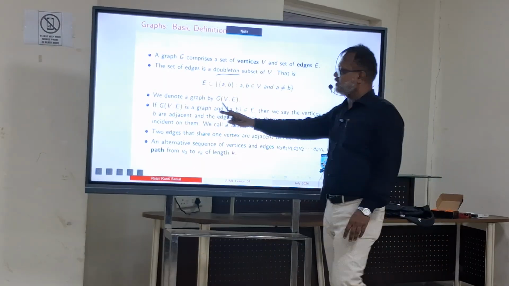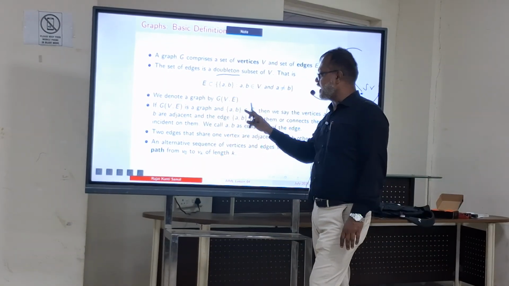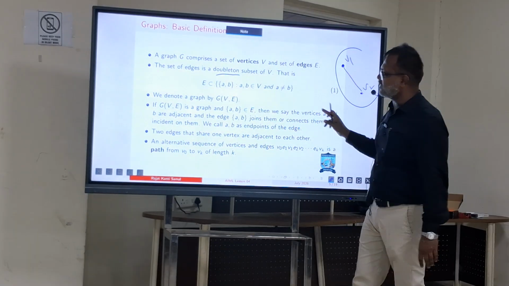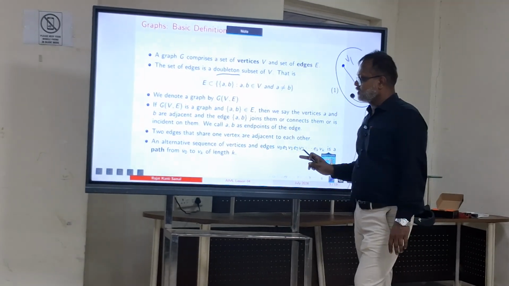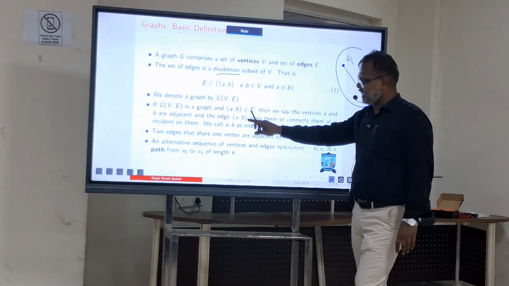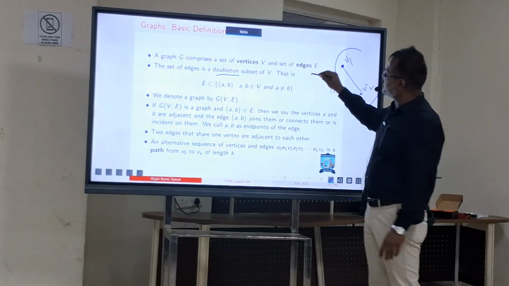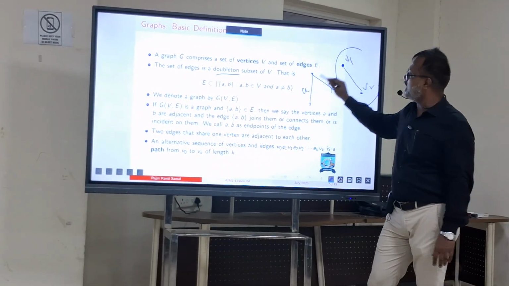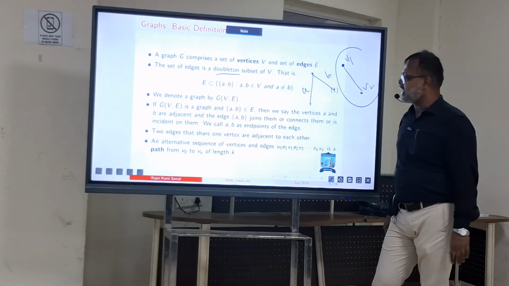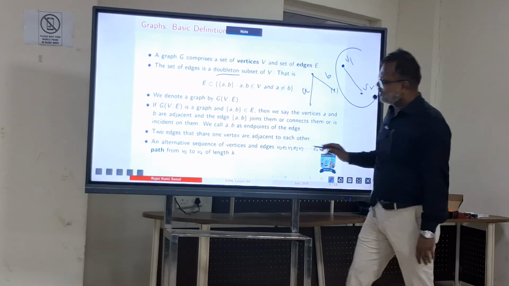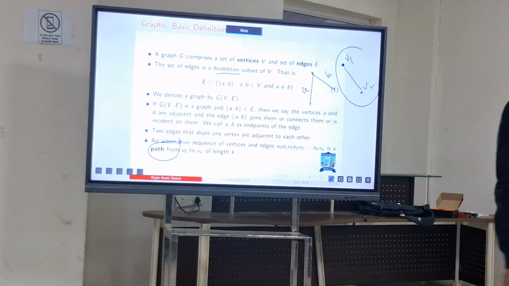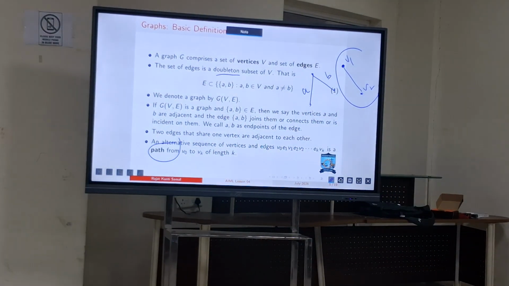So given G is a graph and AB is an element of the edges, then we say that the vertices A and B are adjacent and the edge AB joins them, like this. So these are adjacent edges. Okay, A and B adjacent edges. And so on. Okay, so that is what a path is. So these are formal definitions of some intuitive knowledge that we have. Path means from one vertex to some other vertex.